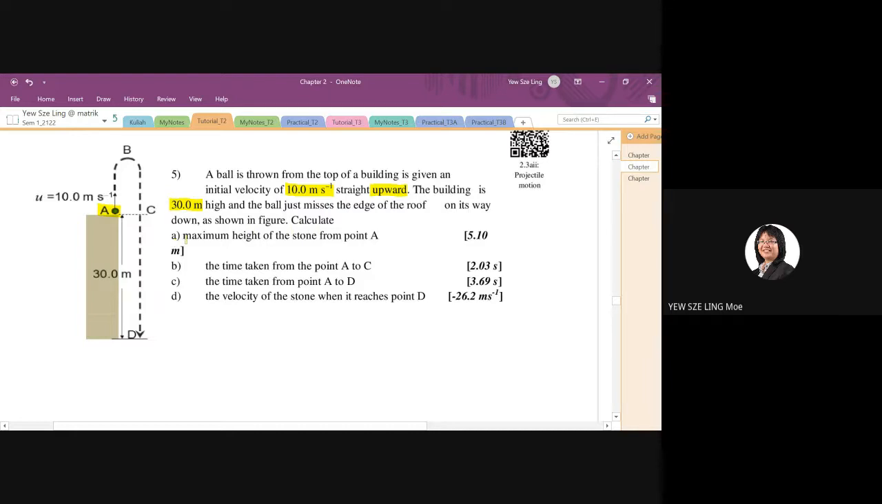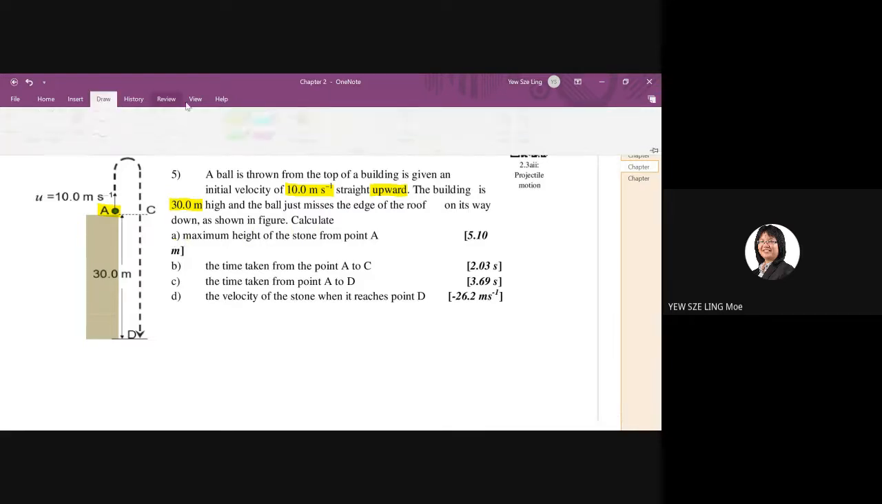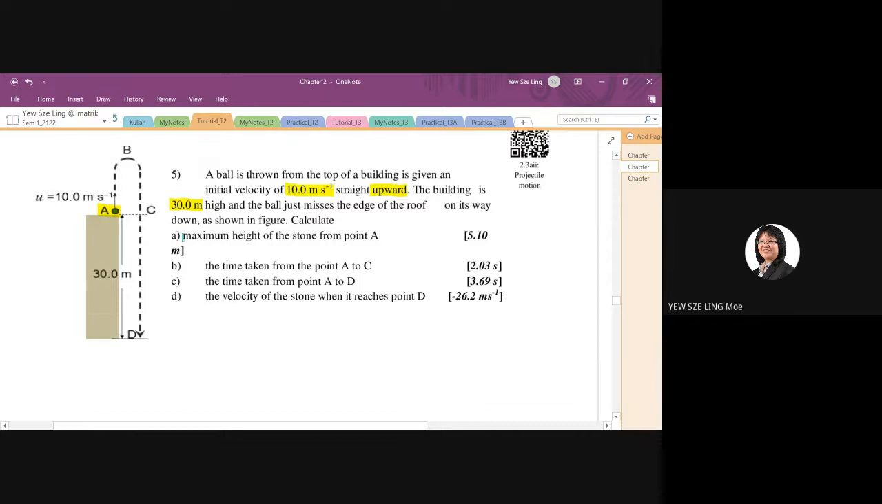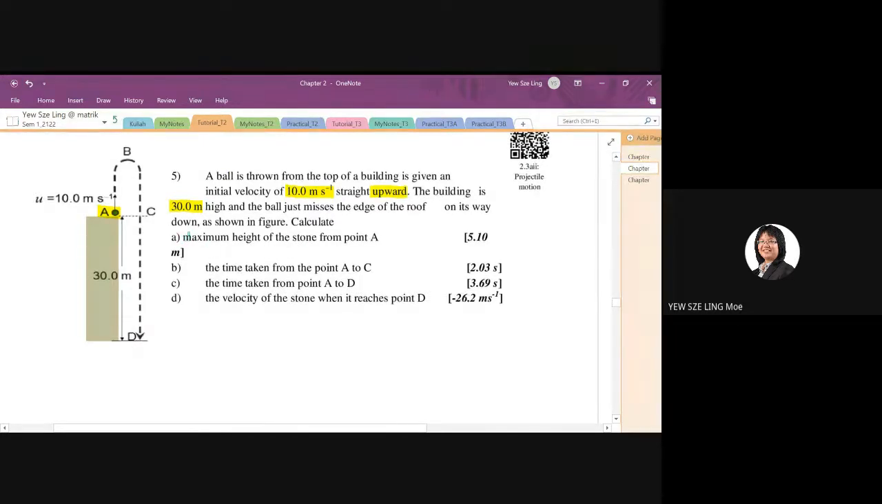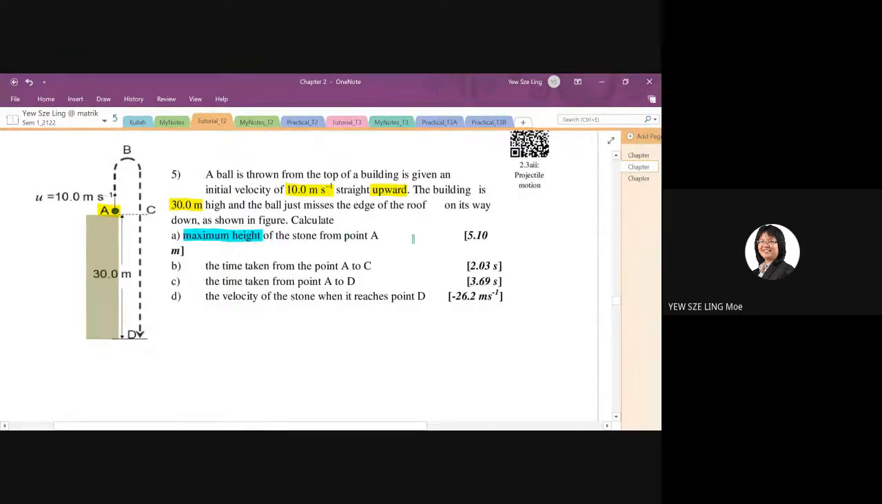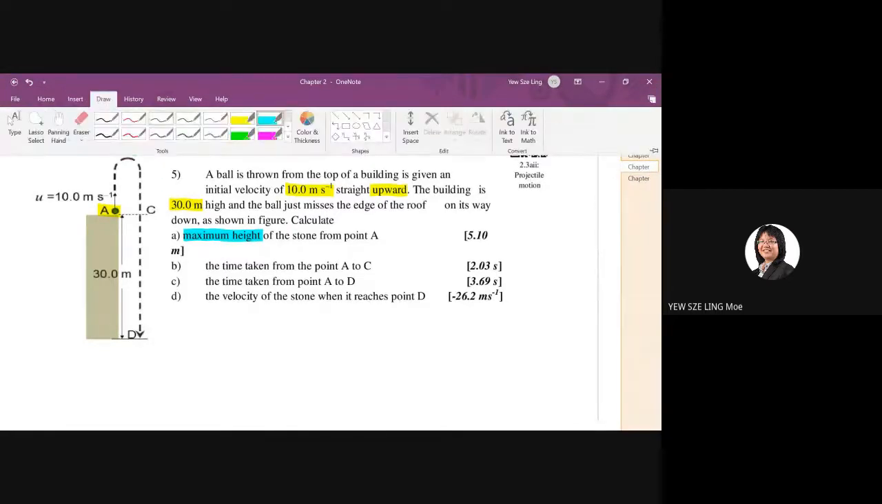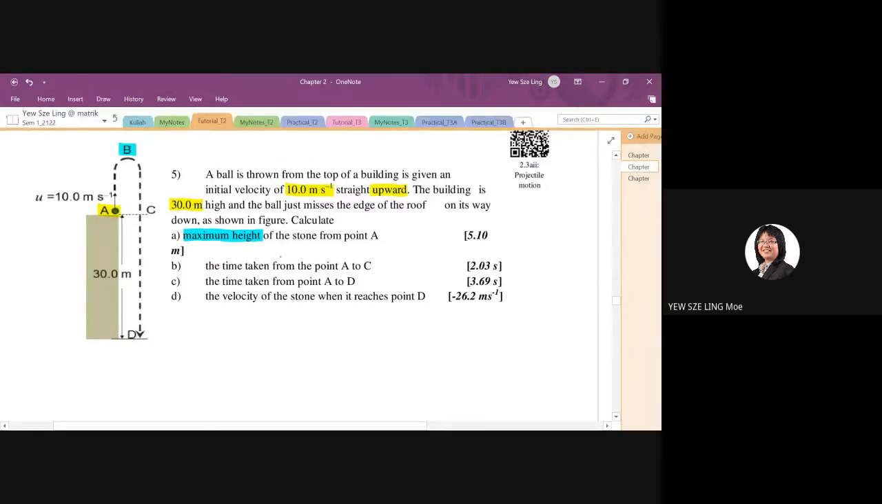Calculate the maximum height of the stone. So question A asks us to calculate the maximum height of the stone from point A. So the initial point is point A, and the final position is actually your point B. So how are we going to solve this question?